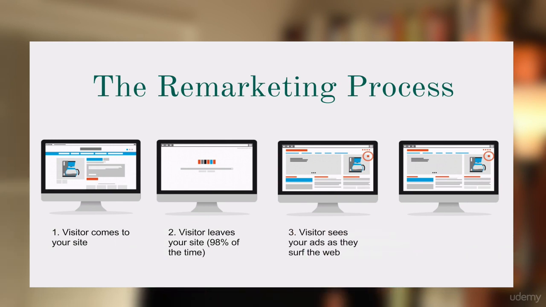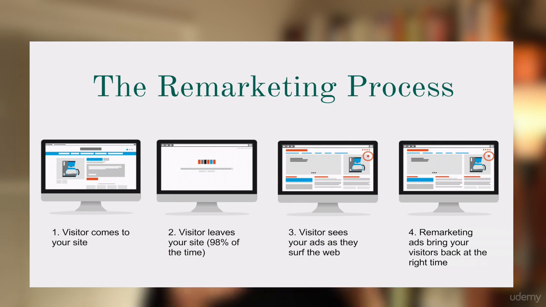Step 3, those visitors then are browsing the internet. They're reading an article in the Wall Street Journal. They're looking at a video on ESPN, and they see your ads as they continue to surf the web. And step 4 is those remarketing ads bring your visitors back at the right time, and they continue to engage, and hopefully they'll convert. And by convert, we mean take the steps that you as an advertiser view as a valuable action for that visitor to take. That's what we'll mean by convert. Convert typically might mean a sale. It might mean a sales form, a newsletter subscription, but converting could mean a lot of different things, and they represent different things, and we're going to talk about converting in much more detail as we continue to progress through the course.